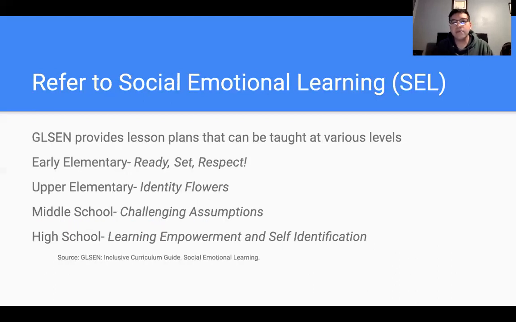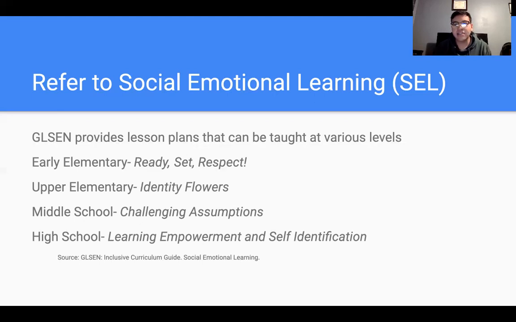You want to refer to social emotional learning, that's SEL. And GLSEN provides lesson plans that can help students of different ages. In early elementary, it's called Ready, Set, Respect. And that discusses a variety of family structures and addresses identity reflections around gender stereotypes. In upper elementary, it's called Identity Flowers. It encourages students to explore identities, personal experiences with race, culture, family structure, gender identity, and expression.